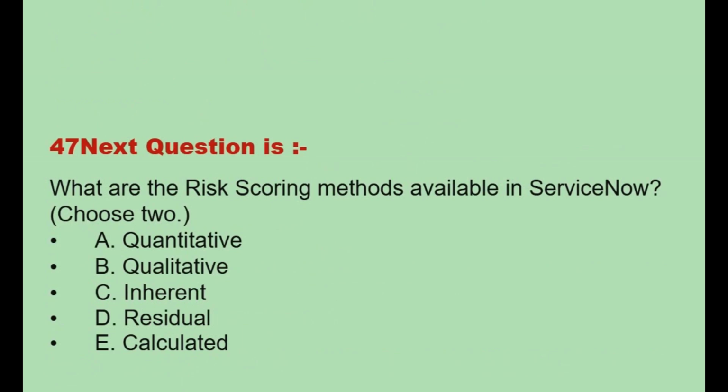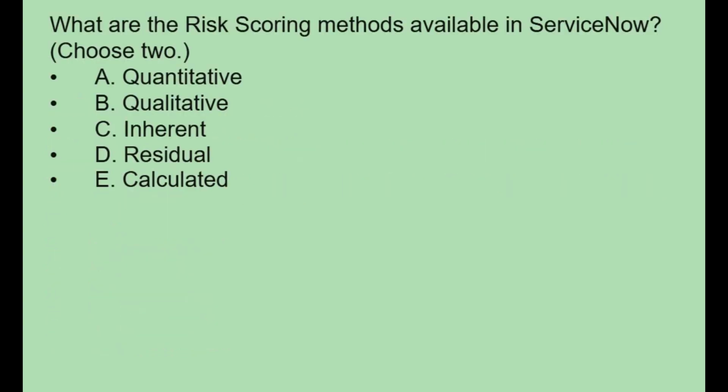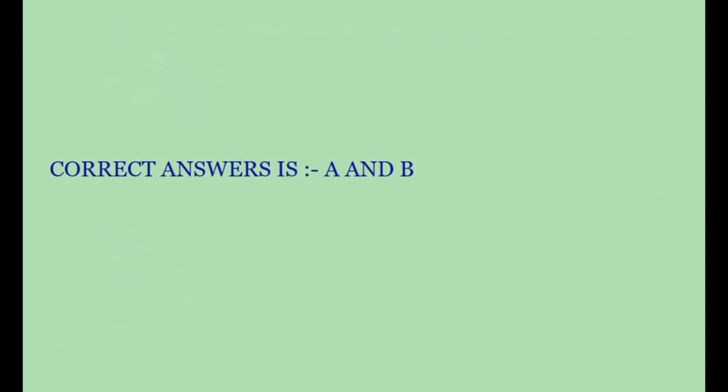Question is, what are the risk scoring methods available in ServiceNow? Choose two options. Option A, quantitative. Option B, qualitative. Option C, inherent. Option D, residual. Option E, calculated. Correct answer is option A and option B.